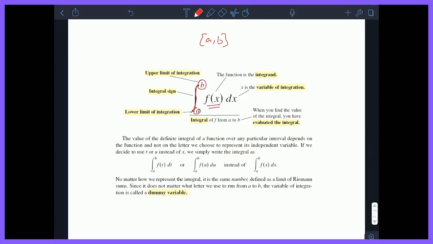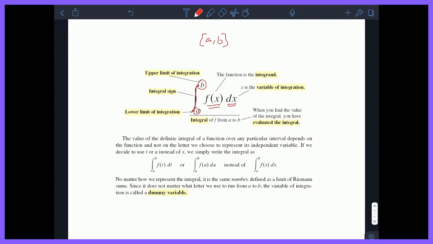The function f of x that you're taking the integral of is known as the integrand. It's very similar to a radical. The thing inside a radical is known as the radicand. And then the d represents respect, and the x is the variable of integration. That's the variable that you're taking the integration with respect to.